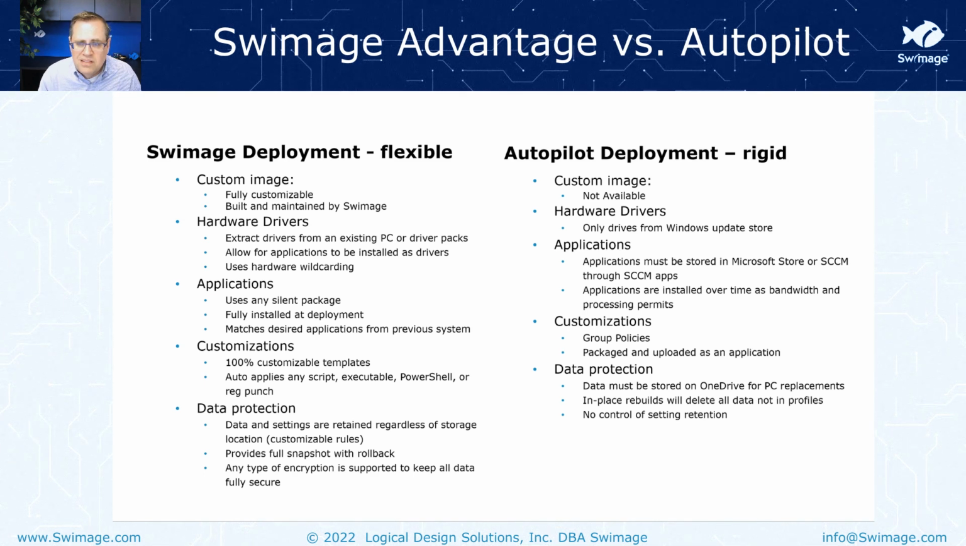On the Autopilot process, it's a little more rigid. If you really want to maintain your data on a PC replacement, you have to have it in OneDrive. There's no process in Autopilot to go directly from PC to PC or even to some type of external storage. You have to have it in OneDrive for it to get restored. If you're doing an in-place rebuild, it does delete all your data. You can retain just the data in your profile. Anything outside of your profile is gone, it's unrecoverable at that point. So you do have some risk of data loss if you're storing data outside of your standard profiles.